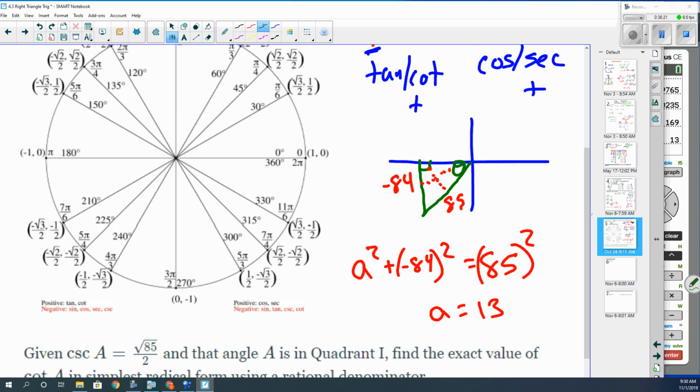Now, quadrant-wise, I would have to move leftward to get over there, so I'm not going to call it a positive 13. I'm going to call it a negative 13, because to get into the third quadrant, it's negative, negative. To move that direction, my x value would have to be negative.